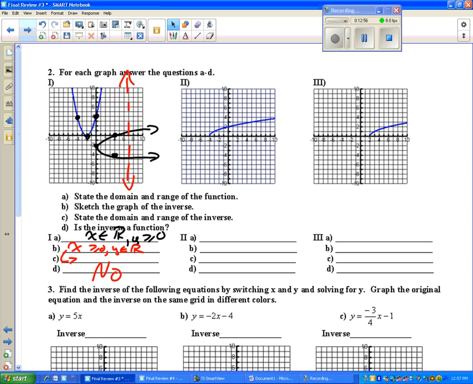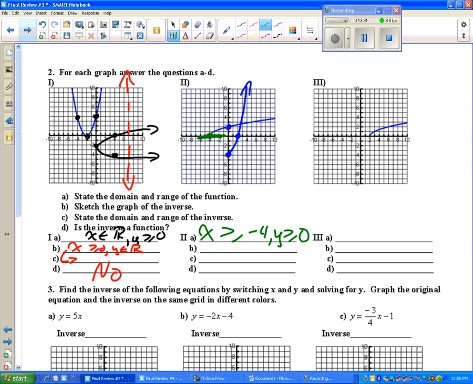Number 2, again, I have this point negative 4, 0, so 0, negative 4 is down here. I have this lovely point 0, 2, so 2, 0. And my graph does something like that. There's the picture of the inverse. The domain, well, x's have to be greater than or equal to this point negative 4. Y's have to be greater than or equal to this point 0.